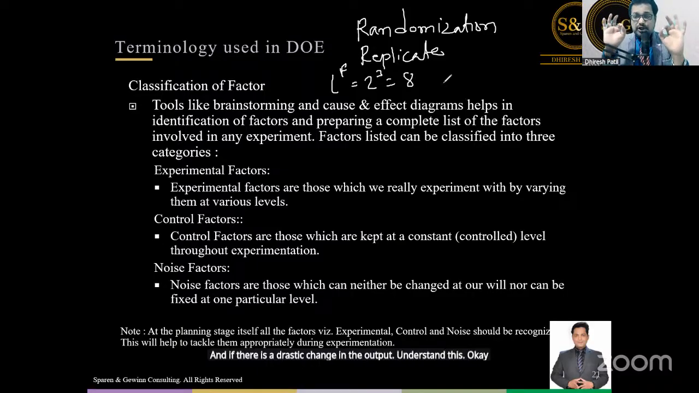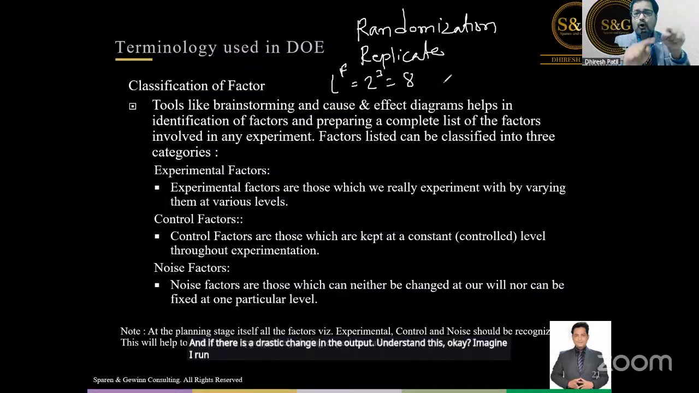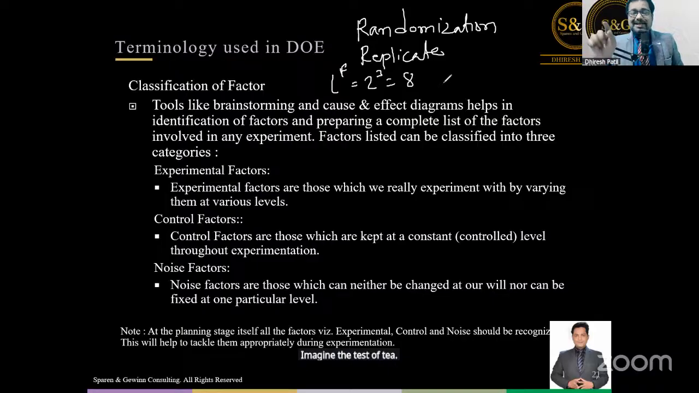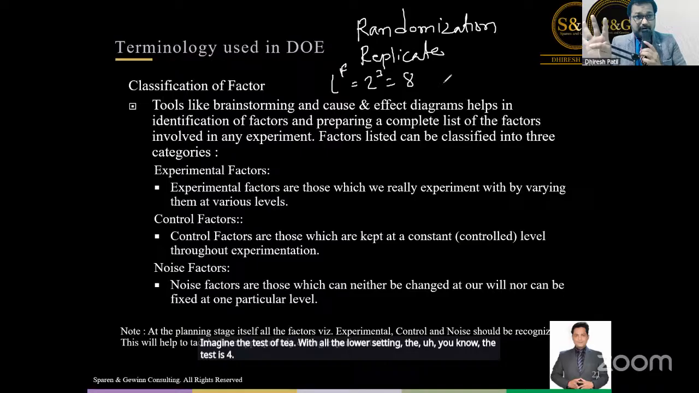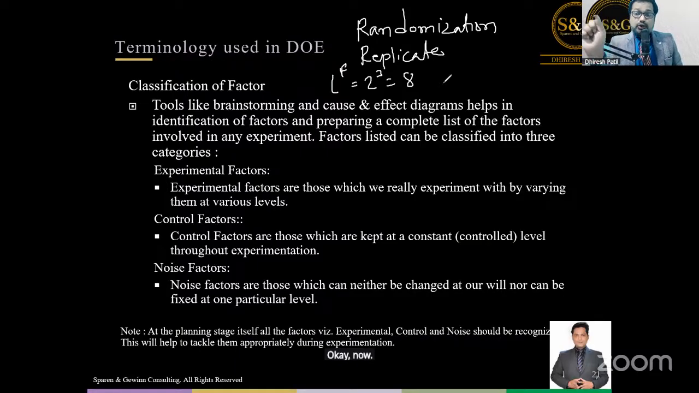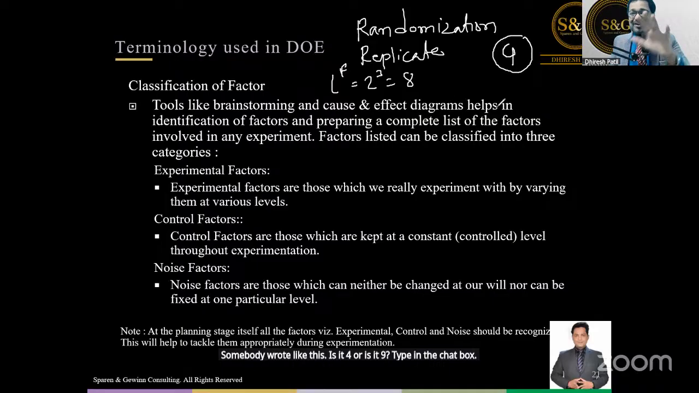Imagine I run one experiment with all the lower settings, and the test result is 4. Now, actually, the customer said 9. But while writing 9, because of a mistake, let's say somebody wrote like this. Is it 4 or is it 9? Type in the chat box.